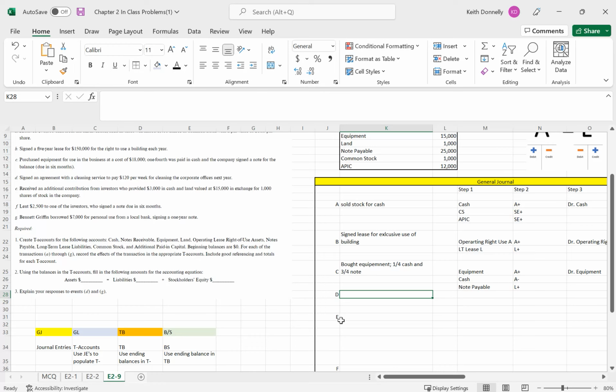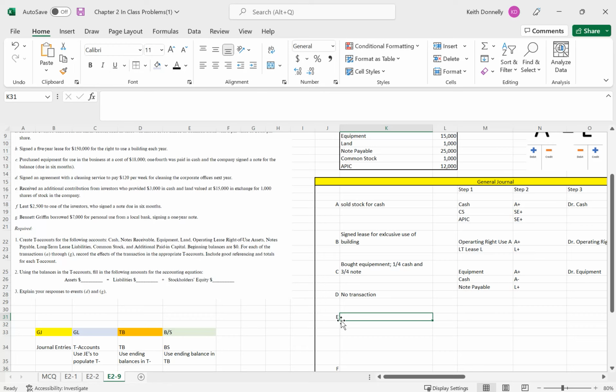Let's look at D. Looks like we signed an agreement with a cleaning service to pay $120 per week for cleaning corporate offices next year. This one is going to be no transaction. It's kind of a trick, right? And the reason for this is it deals with a future event. Remember we said transactions are really past looking. It's looking at things that have already happened, not what are going to happen. So for this reason, there's no transaction.